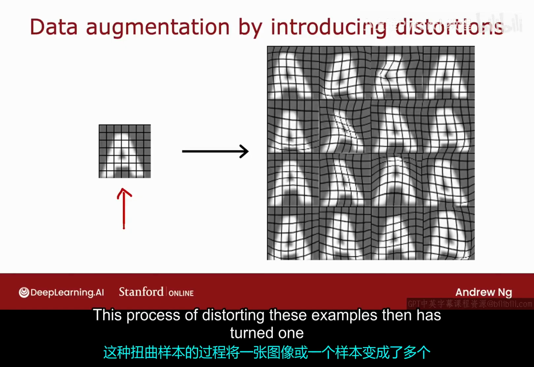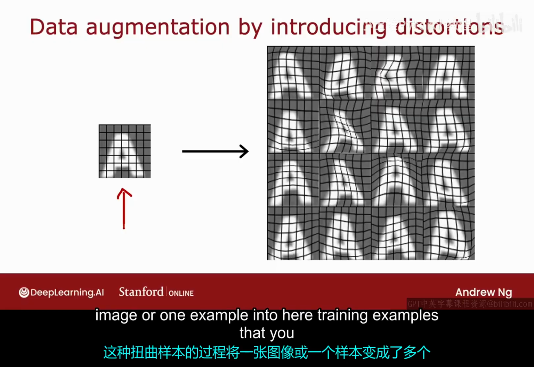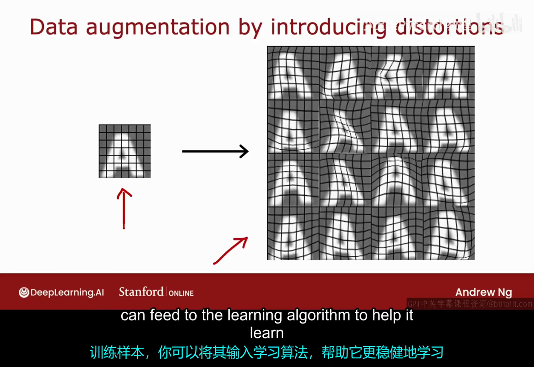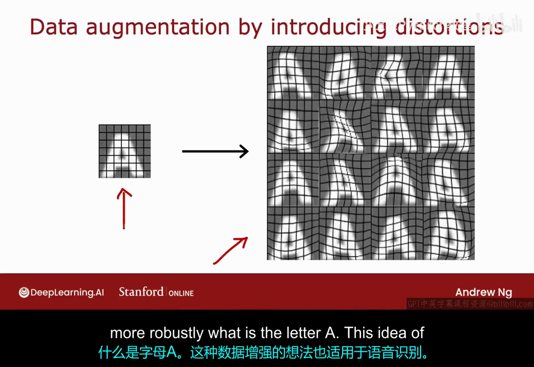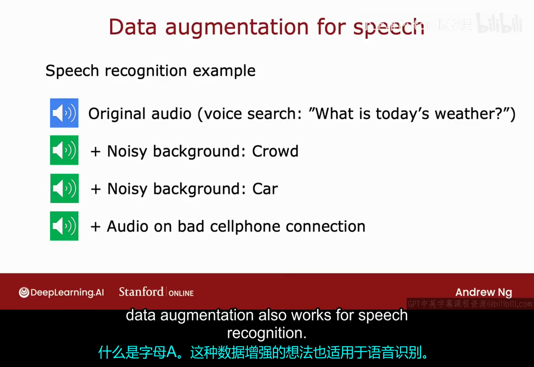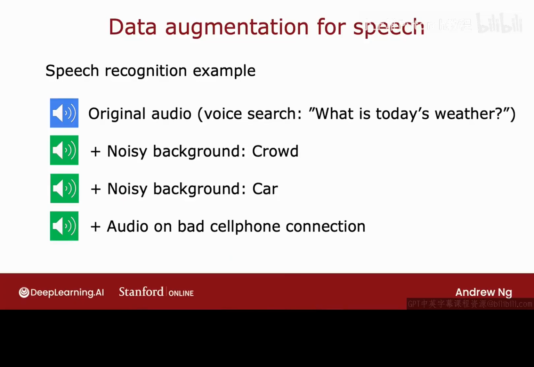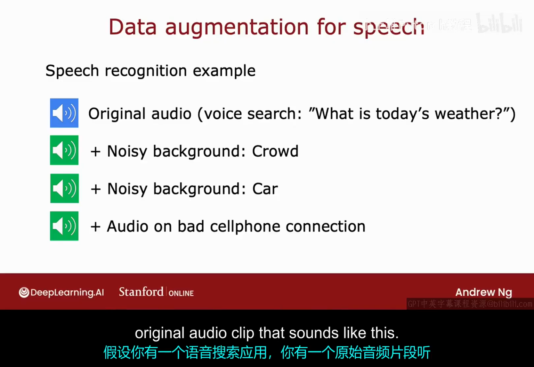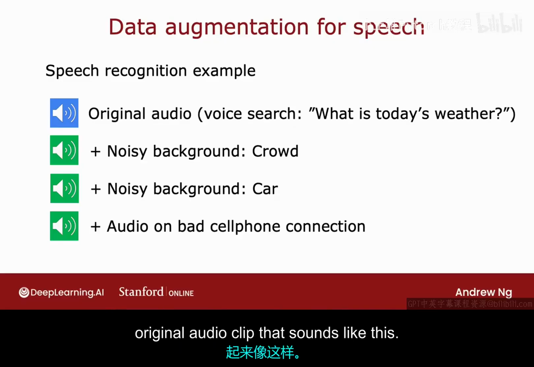And this process of distorting these examples has turned one image or one example into many training examples that you can feed to the learning algorithm to help it learn more robustly what is the letter A. This idea of data augmentation also works for speech recognition. Let's say for a voice search application, you have an original audio clip that sounds like this.